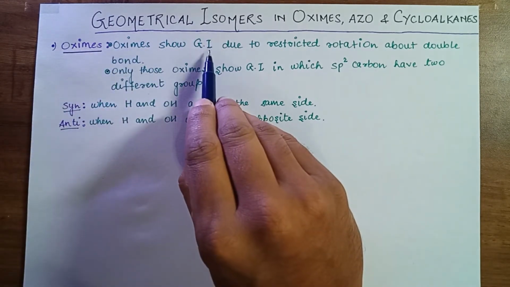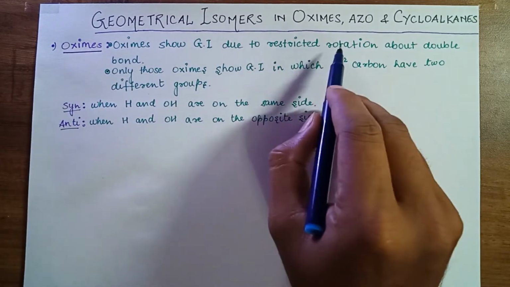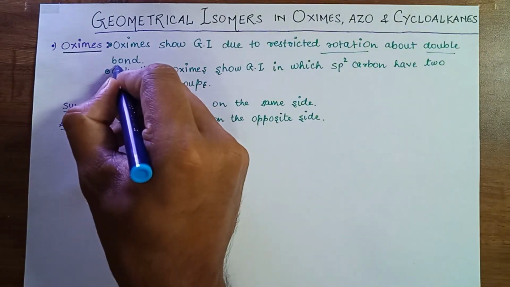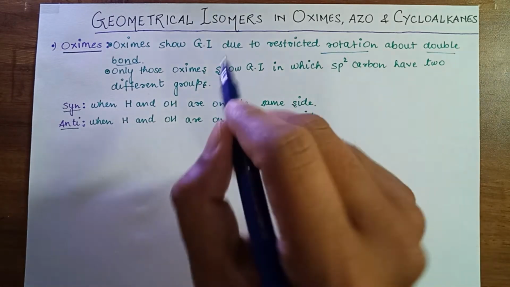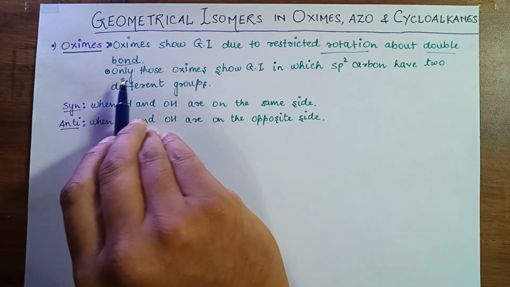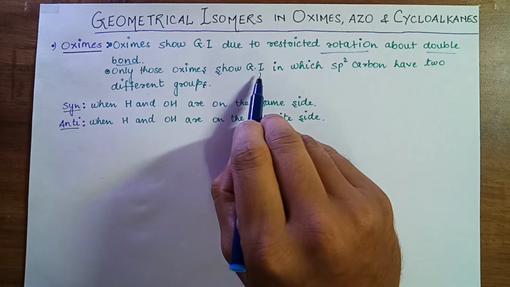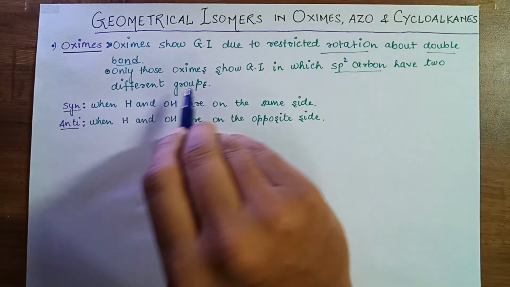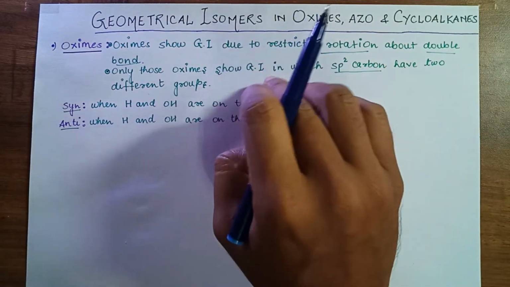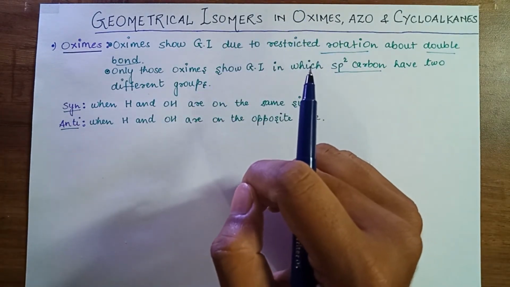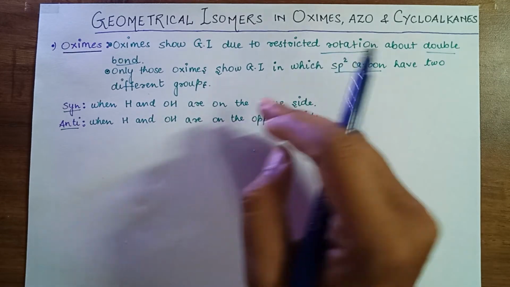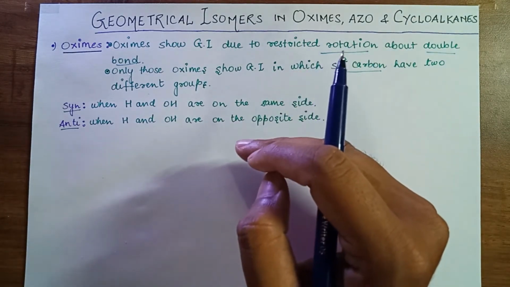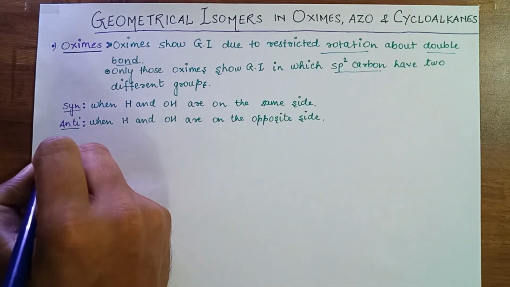Oximes show geometrical isomerism due to restricted rotation about the double bond. And the next point is that only those oximes show geometrical isomerism in which the sp2 carbon has two different groups. We will see this by taking a few examples. In oximes, two geometrical isomers are possible. One will be syn and another will be anti. So let us understand this by taking an example.